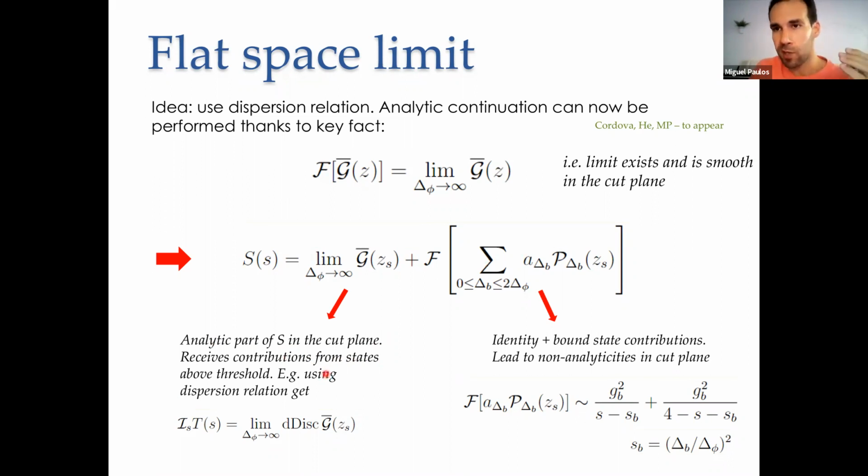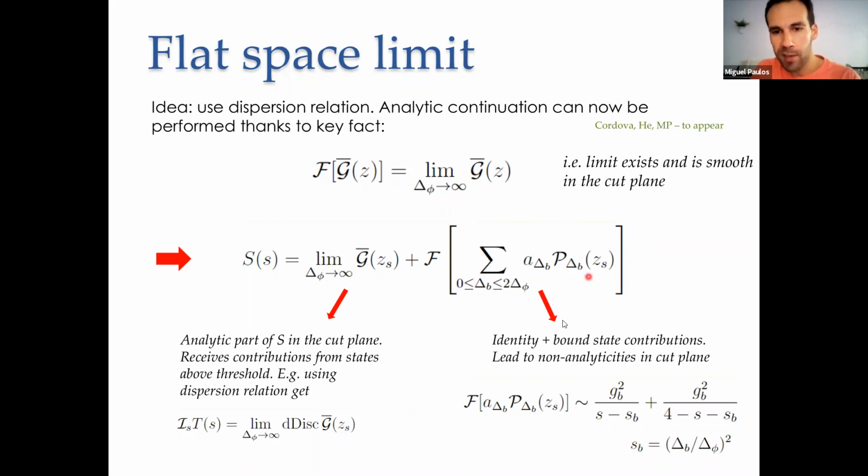It literally becomes the dispersion relation for the S matrix, the usual one. And you can show that, for instance, the double discontinuity of this G bar is simply the imaginary part of the scattering amplitude. So this guy is analytic. Then you have to discuss the flat space limit of these subtractions, and here it's less trivial.